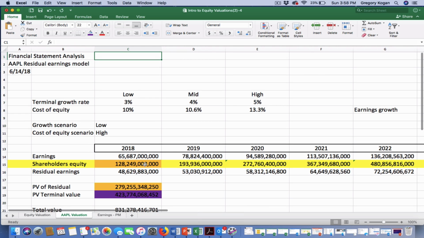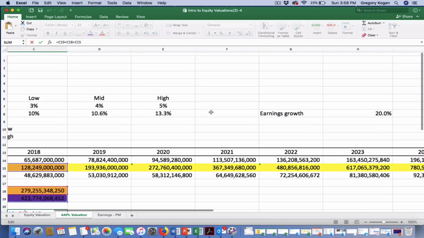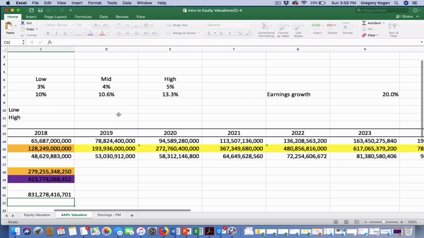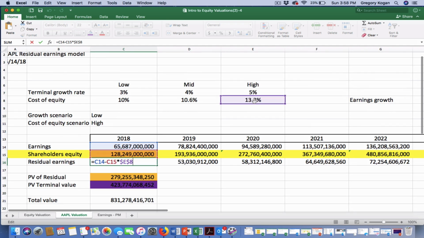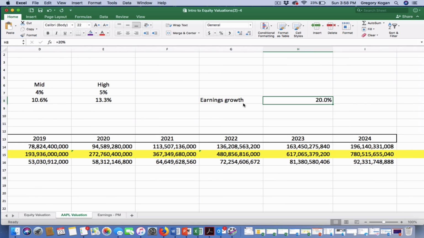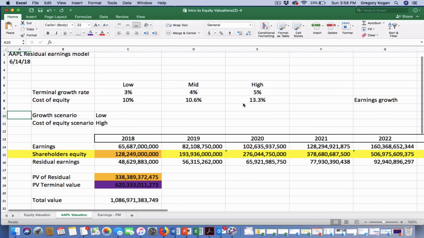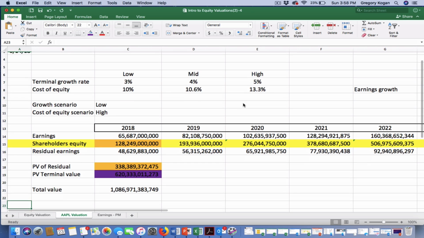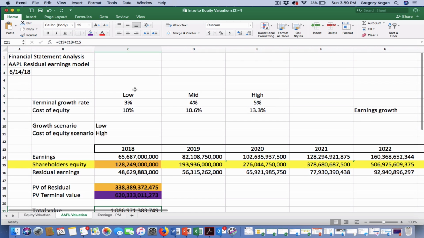You can play around with the numbers. If you're not getting the right number, you can update, for example, the cost of capital or the equity. So what happened with Apple? Maybe the earnings growth actually increased. I know the stock has been going up the last 6 months, and maybe it's because of new products and earnings are up now. If we do 25% growth, now we're talking 1.08 trillion, which is more where the stock is today.